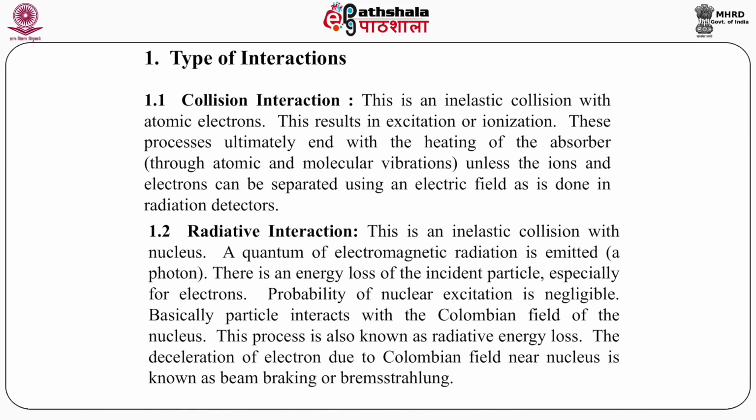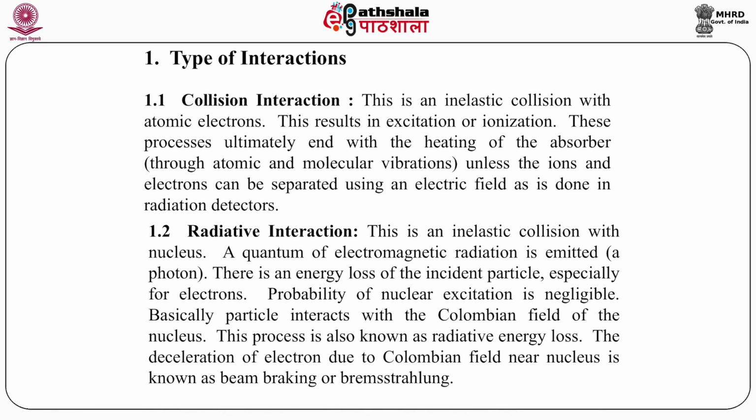The second type of interaction is radiative interaction. This is an inelastic collision with the nucleus. A quantum of electromagnetic radiation is emitted, that is, a photon comes out. There is an energy loss of the incident particle, especially for electrons. The probability of nuclear excitation is negligible. Basically, the particle interacts with the Coulombian field of the nucleus. This process is also known as radiative energy loss. This is the process by which X-rays are generated.